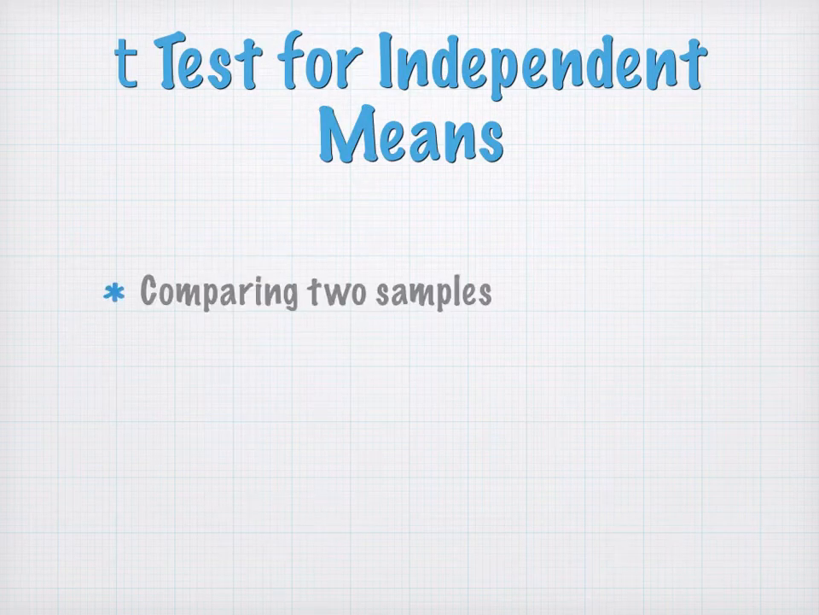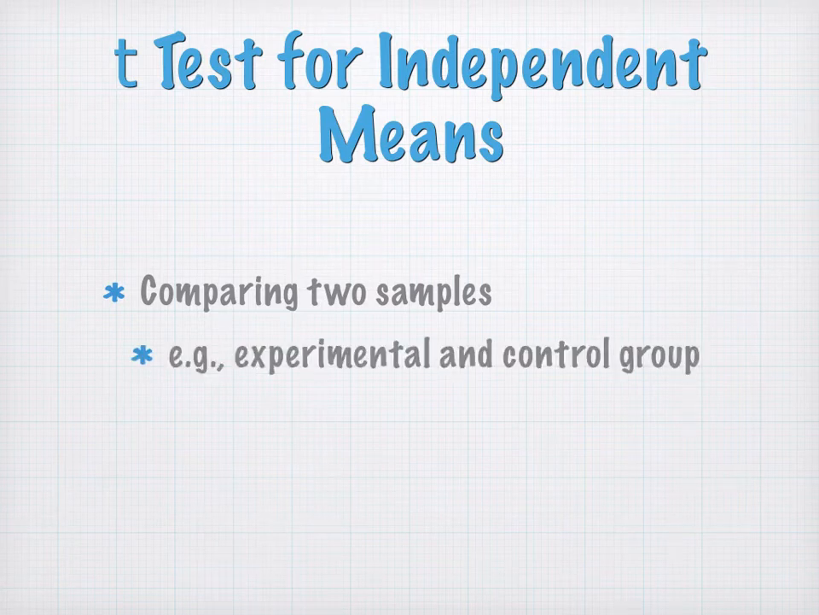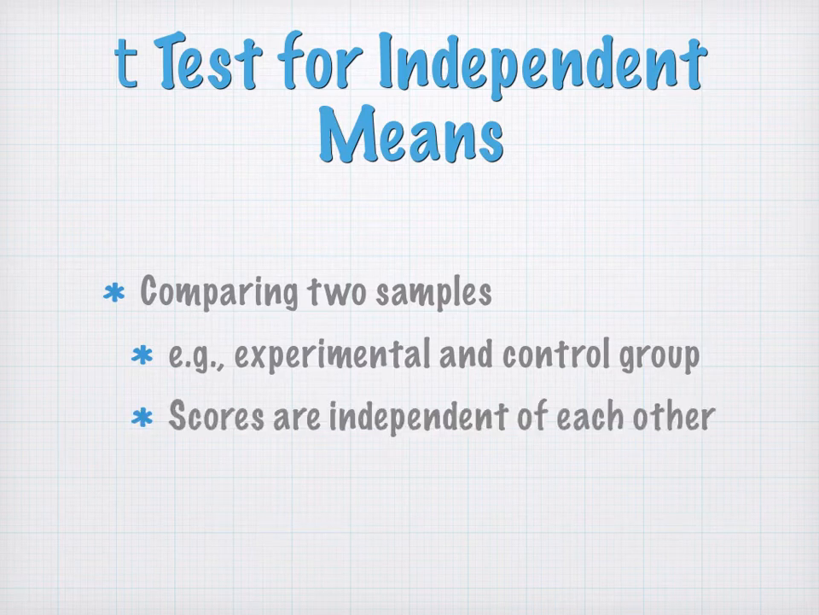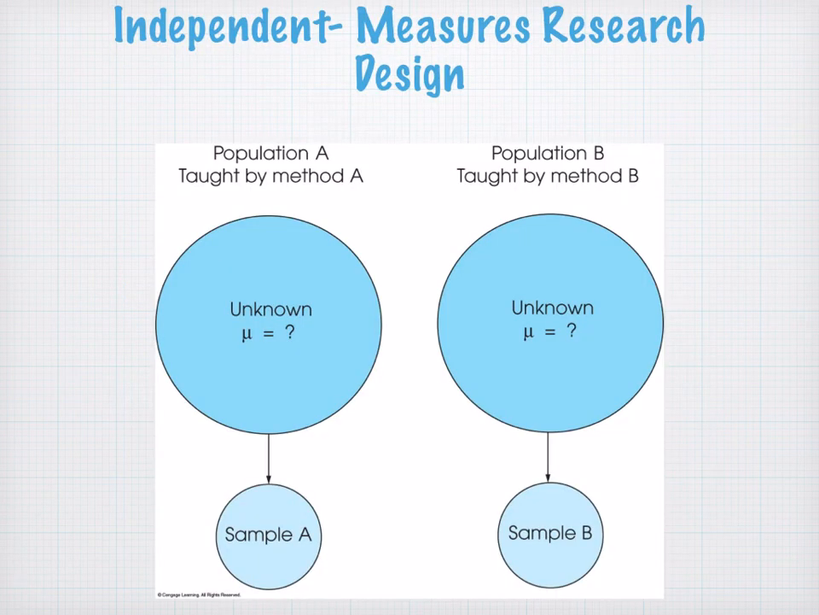So again, we're comparing two samples just to hammer this home, and the best example of that is again that experimental and control group. And again, to do this t-test for independent means, the scores have to be independent of each other. We need to have random assignment to those two groups. We're not even talking about matched groups here. They have to be completely separate. Definitely no kind of repeated measures designs would be applicable here. These need to be independent groups.